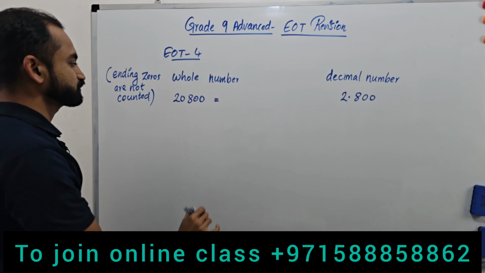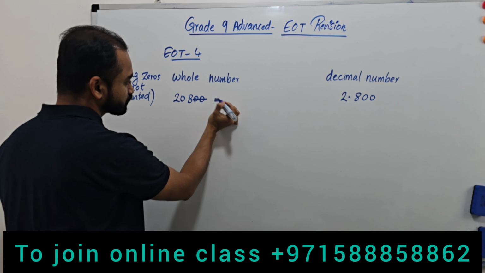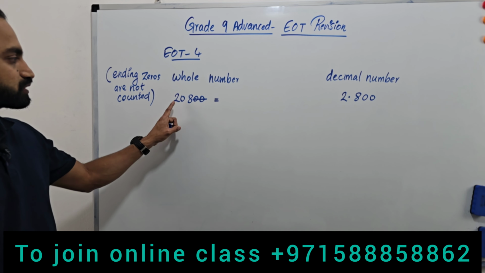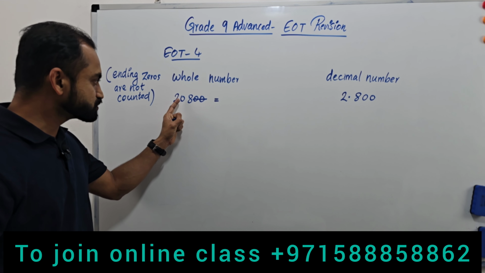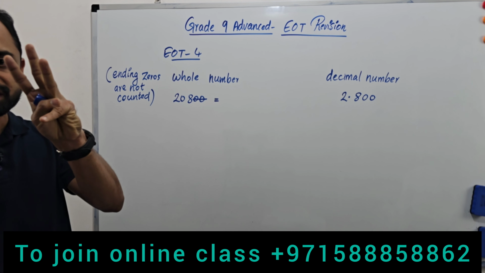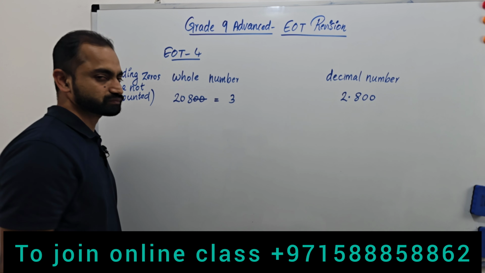So how many significant figures here? Ending zeros are not counted, so I will not count these two zeros. So now there is 208, means there are 2, 0 and 8. There are three significant figures, means three significant digits.